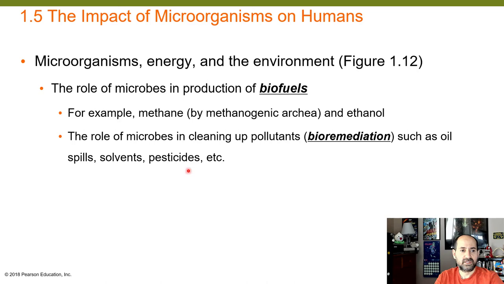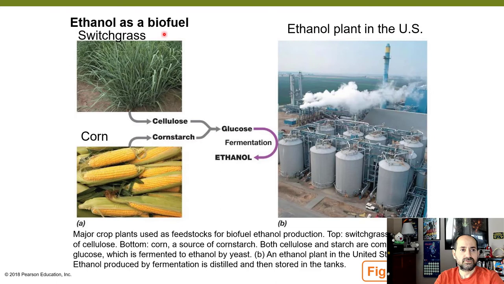Here you can see ethanol being used as a biofuel. And the ethanol is produced by these microorganisms that are capable of fermenting cellulose from, in this example, switchgrass, and cornstarch from corn. The cellulose and the cornstarch are basically polymers of glucose. Microorganisms then ferment that glucose into ethanol. So you have breakdown of cellulose and cornstarch into glucose, fermentation into ethanol, and then the ethanol is stored in these big tanks and used as biofuels, used in flex fuel cars, for instance.